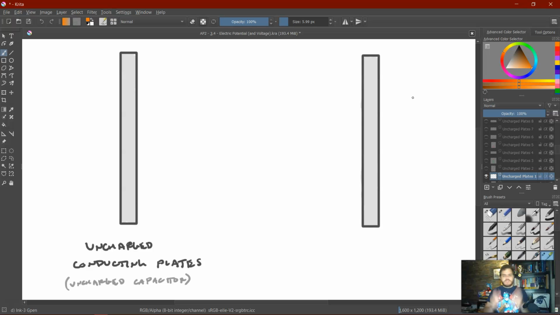So let's say we have two uncharged metal plates here. This is really just an uncharged capacitor. There's no excess charges on them. So the electric field between these plates is going to be zero. There's no electric field there.